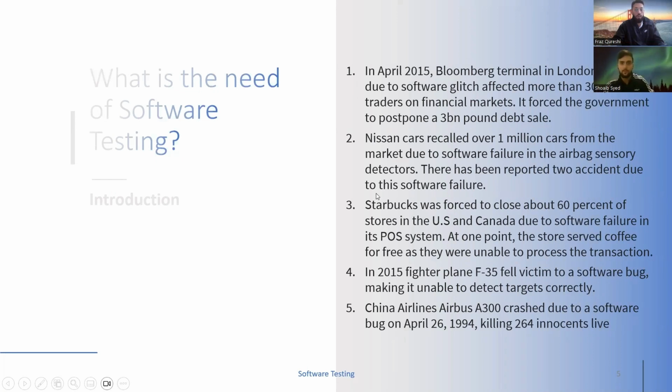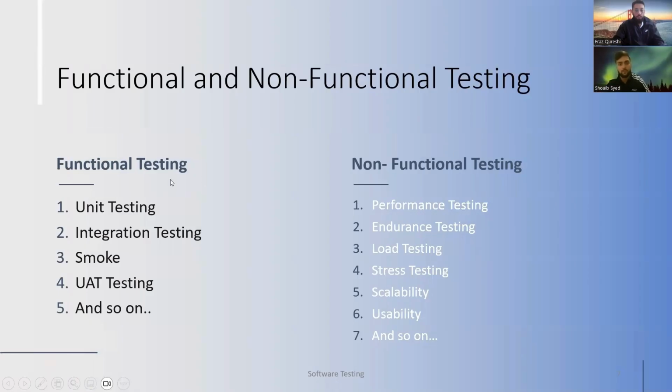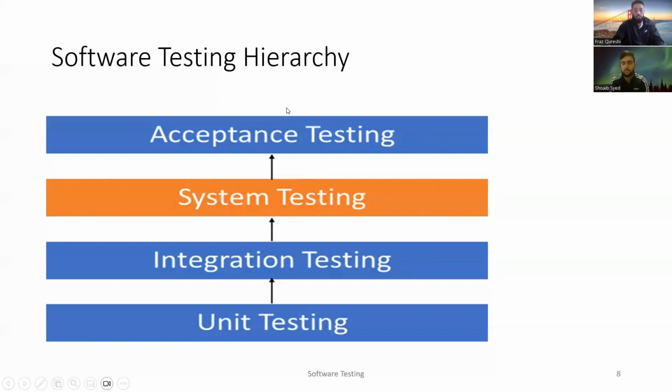We have seen it has cost companies millions, not just in terms of money, but also in terms of customer satisfaction and reputation. Now there are two main categories. One is functional, the other is non-functional. Functional talks about the functionality of the application, whereas non-functional talks about the look and feel of the application.